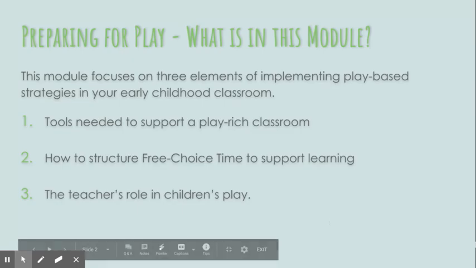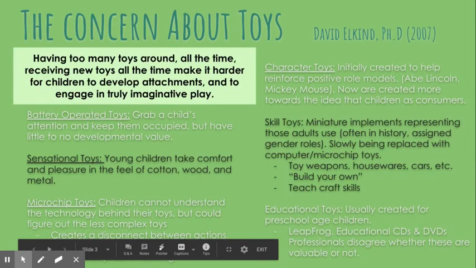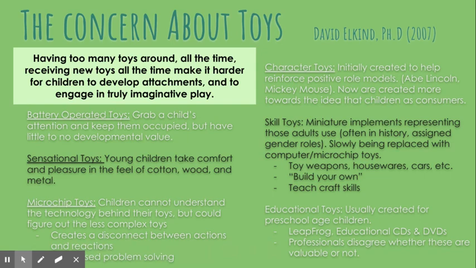So one of the first things when we start talking about tools is toys. And Dr. Elkin, who wrote The Power of Play, wrote a very interesting chapter about toys and the concerns. The first thing that he talked about was that having too many toys around all the time and receiving new toys all the time makes it harder for children to develop attachments and to engage in truly imaginative play. And his discussion there was centered around the fact that in the past, it has been traditional that children receive toys and gifts on their birthdays and at holidays like Christmas.